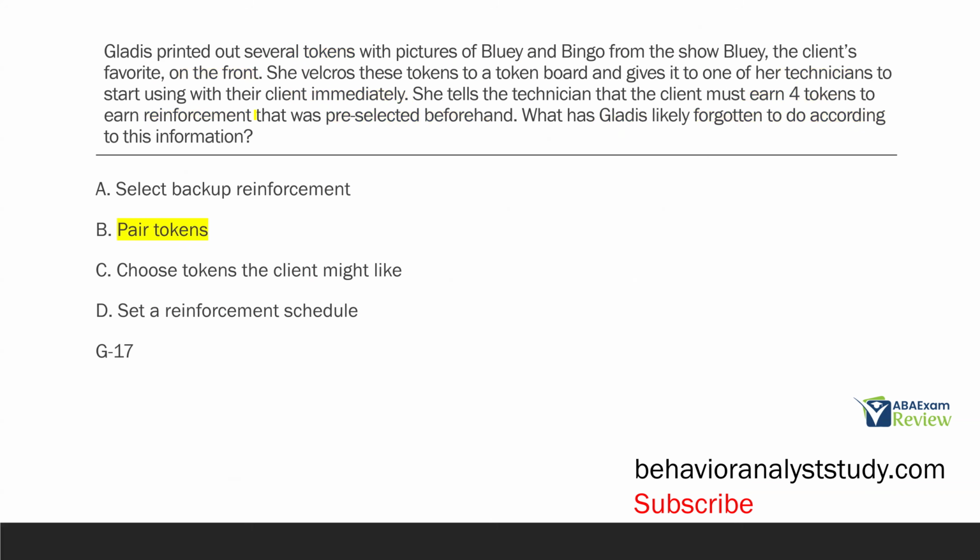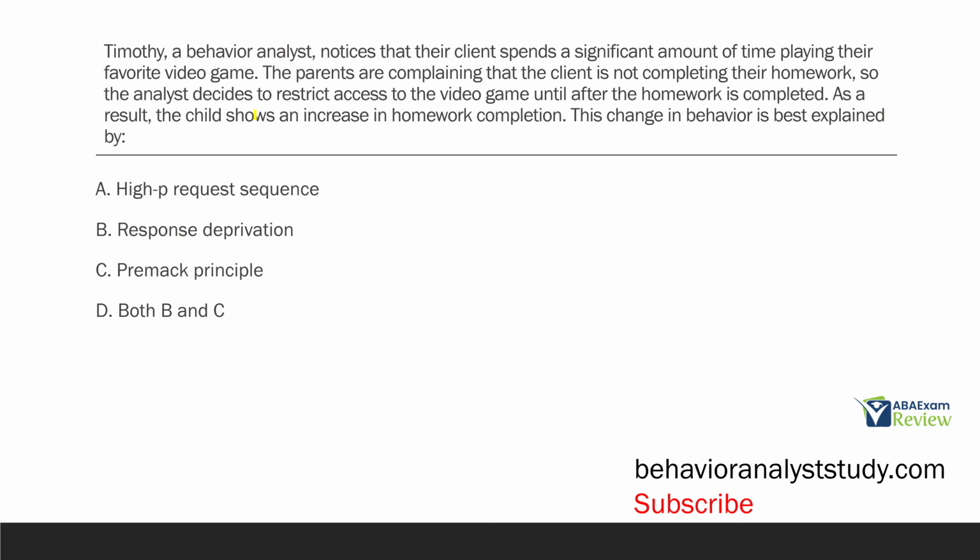What Gladys likely forgot to do was pair those Bluey tokens with the pre-selected reinforcement. And in order for tokens to have value, they must be paired with the backup items.